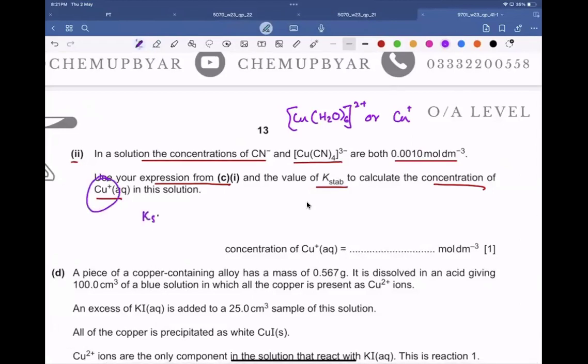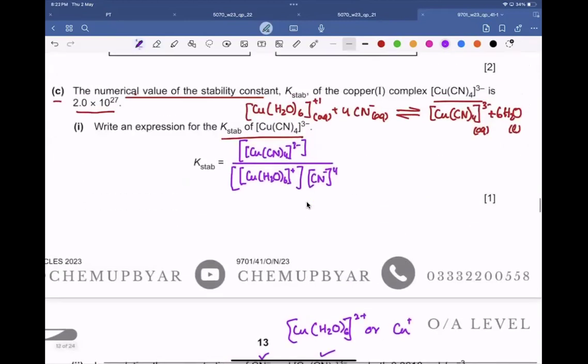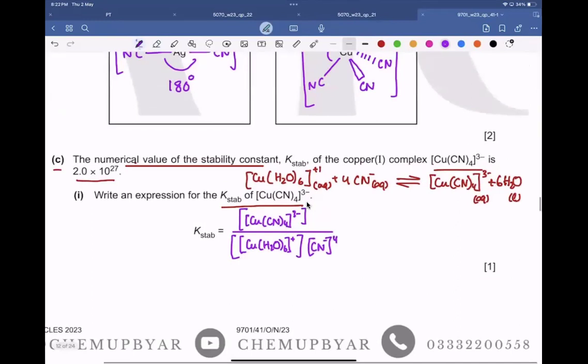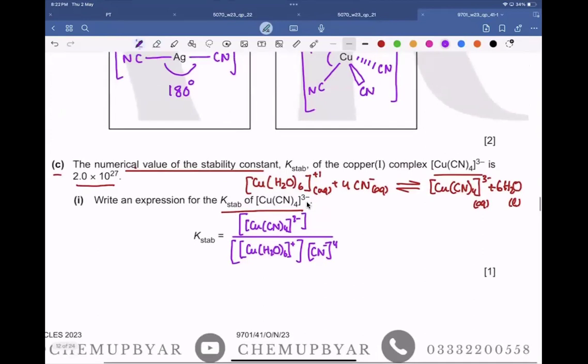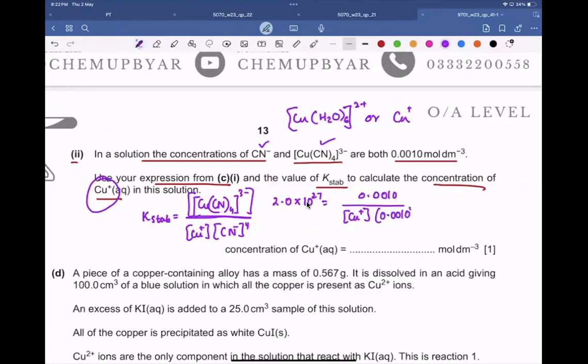So if you write the K step expression again, let me rewrite it: this ion is in the product, so it's in the numerator, divided by copper plus 1 ions times cyanide ions raised to the power 4. And they have told you the concentration of both cyanide and this complex are the same, right? And we got the K step value, which is over here, 2 times 10 to the power 27. So 2 times 10 to the power 27 equals 0.0010 over the concentration of copper ions times 0.0010 raised to the power 4.